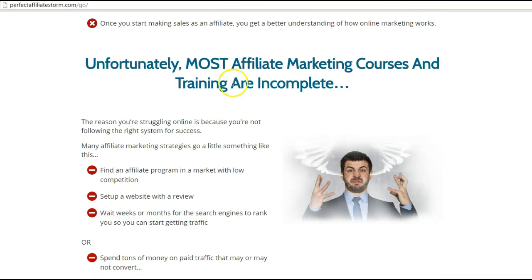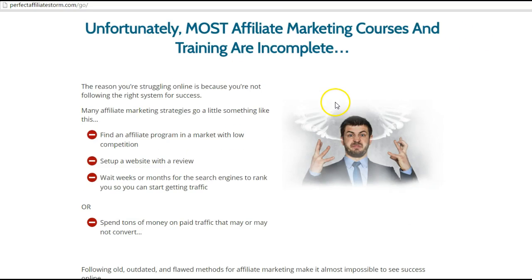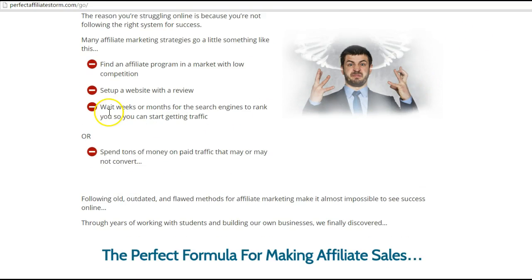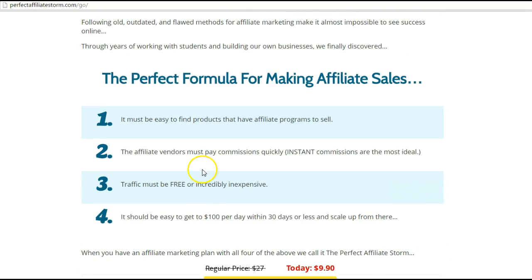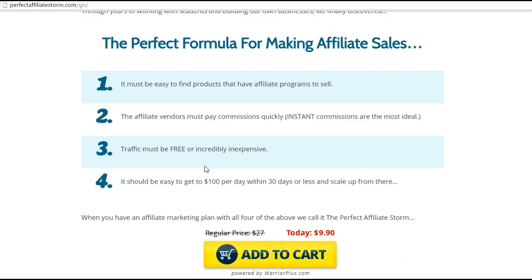But here's the problem. Most affiliate marketing courses and training are incomplete, so it gives you the problem, all the hassles of trying to do affiliate marketing. And then it gives you a solution. What solution is it? Well, here's what you need to find out. And this is a more general solution. Okay. But again, they go from general to a little bit more specific, which the specific is the product. So the general solution would be, okay, here's what you need to do. Do this, this, this, and this.